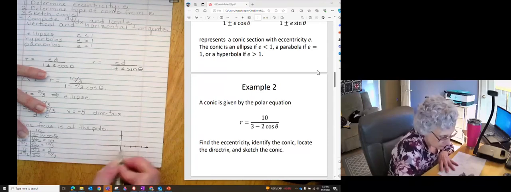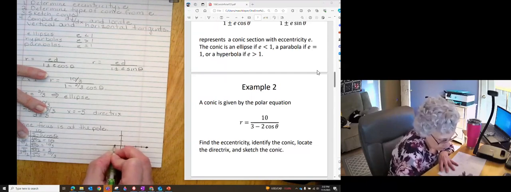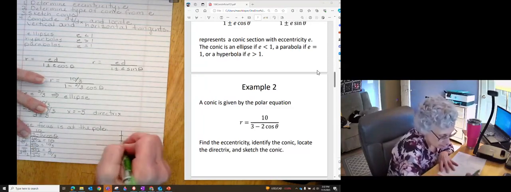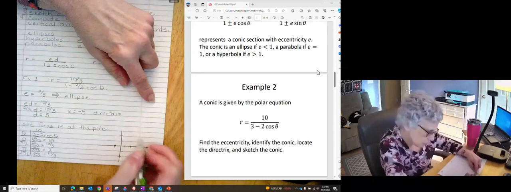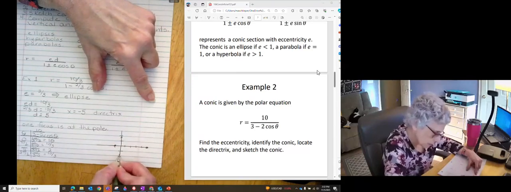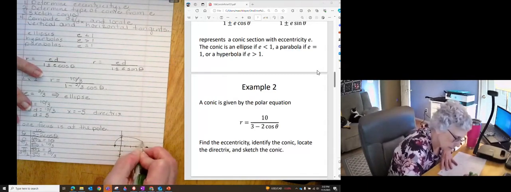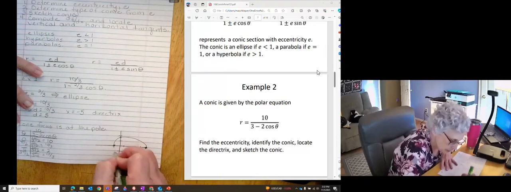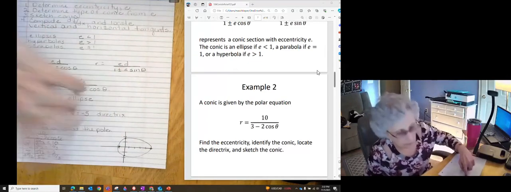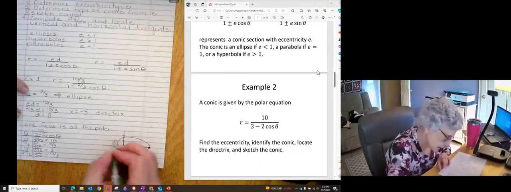And then 2, 4, 2, 4, 2. At pi, it's 2. 10/3, so this would be a little more than 3, so 2, about right here, and about right here. So we look something like this, except more like an ellipse and less like a guitar pick. But that's okay, I do the best that I can.